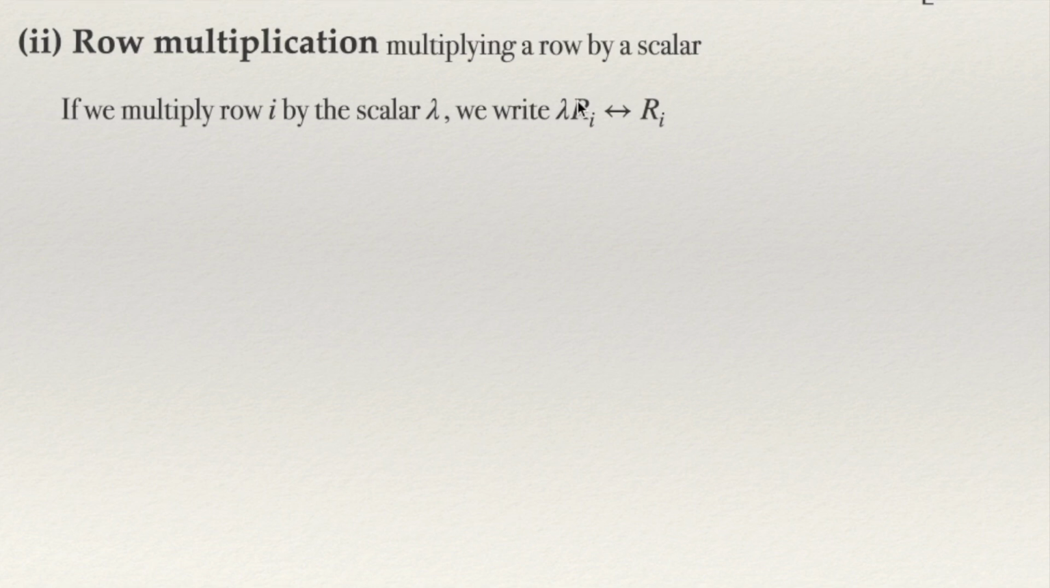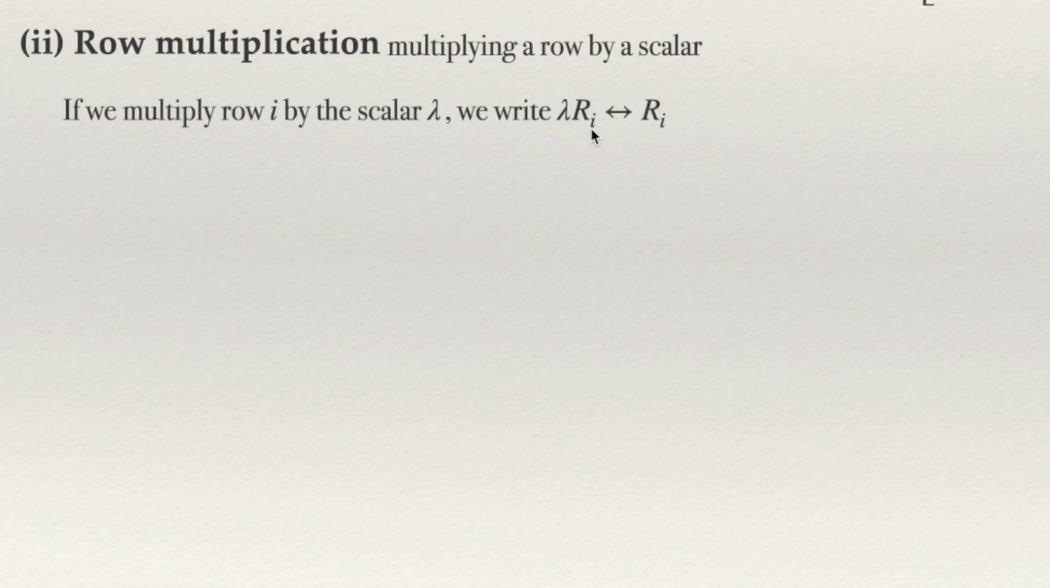The second one is what we call row multiplication. What we do is multiply a row by a scalar, so by a real number. So if we multiply row i by the scalar lambda, for example, what we are going to write is lambda Ri will be substituting Ri. So we use this double arrow to symbolize that row i will be changed by the same row i, but now multiplied by lambda.